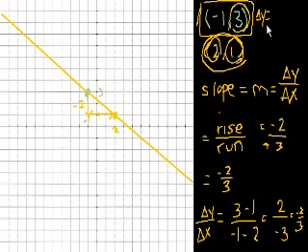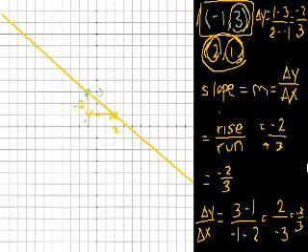Change in y would be this y, 1 minus 3, over change in x, which would be 2 minus -1. Well, 1 minus 3 is -2. And 2 minus negative 1 is 3. So once again, we got minus 2/3. So it doesn't matter which point we start with, as long as if we use the y in this coordinate first, then we have to use the x in that coordinate first. Let's do some more problems.